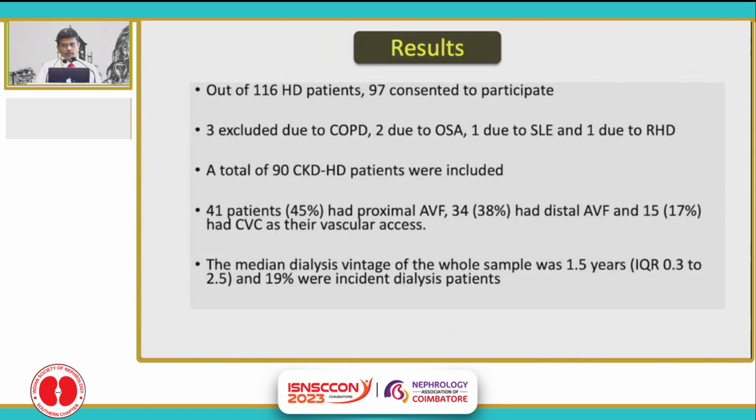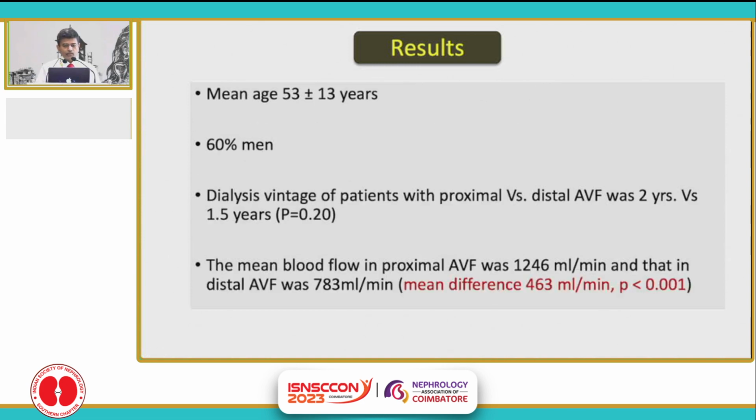Out of 116 patients, 97 consented to participate, and 7 had to be excluded because of COPD, obstructive sleep apnea, SLE, and rheumatic heart disease. So a total of 90 were included, and the most common vascular access was proximal AV fistula in 45%, followed by distal AV fistula in 38%, and 17% had CVC as their vascular access. The median dialysis vintage of the entire sample was 1.5 years, and there was no difference between the median dialysis vintage of patients with proximal versus distal fistula. The mean age of the sample was 53, and 60% were men.